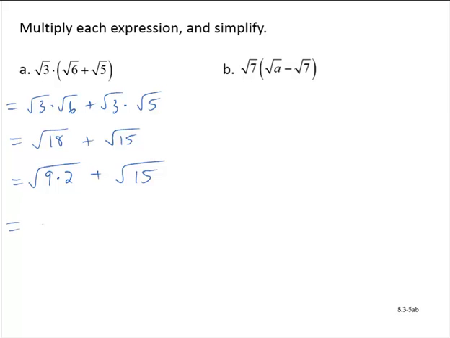Now breaking up that radical as the square root of 9 times the square root of 2. And then I still have the plus the square root of 15. Square root of 9 is 3. So I have 3 times the square root of 2 plus the square root of 15.